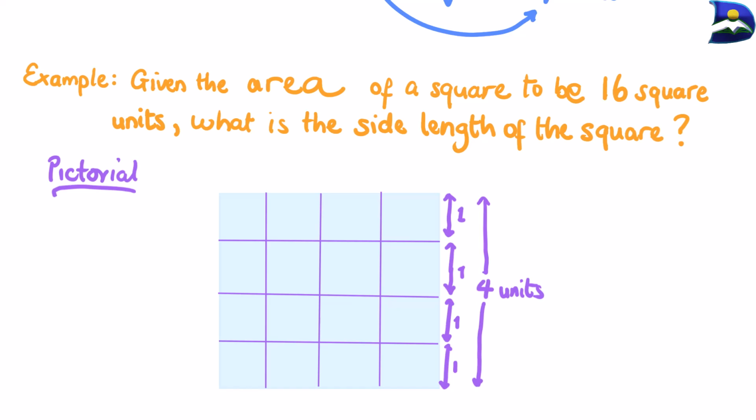And our answer here is what? Here, our square root of 16 is equal to what? 4 units. So this is another way to be able to accomplish this solution using the pictorial method.